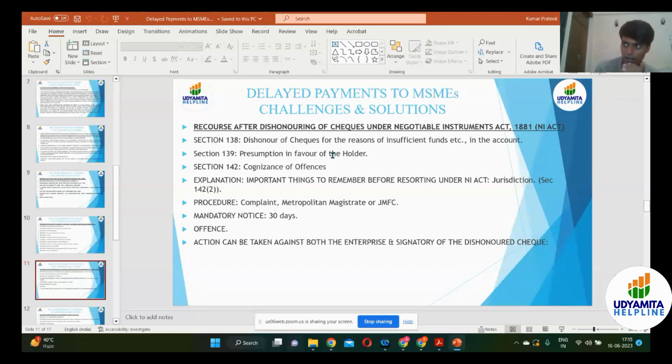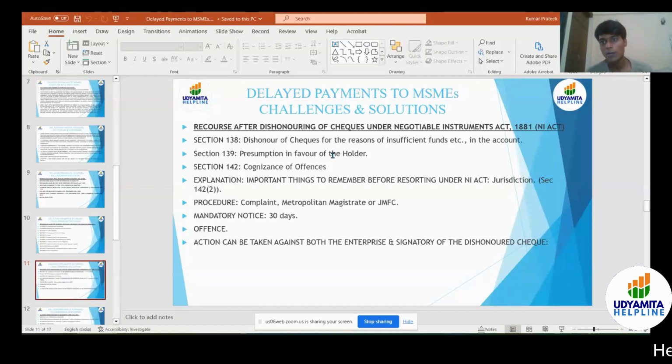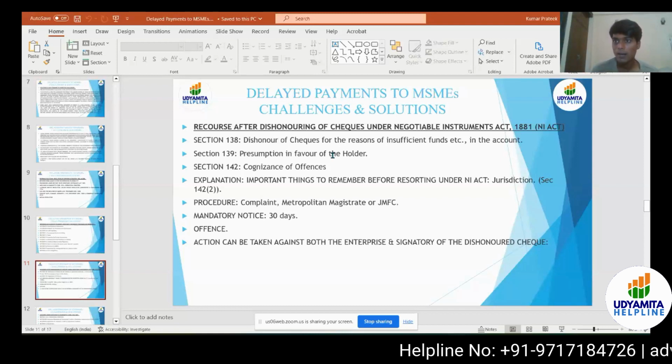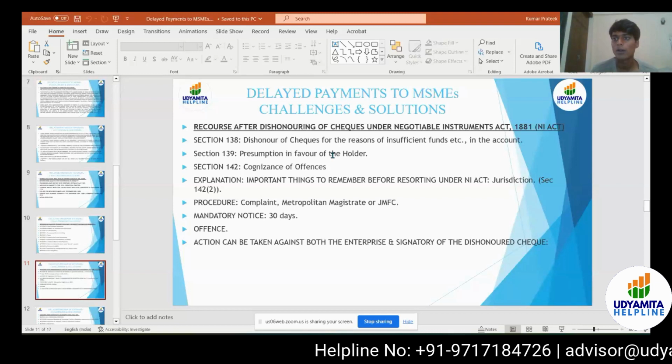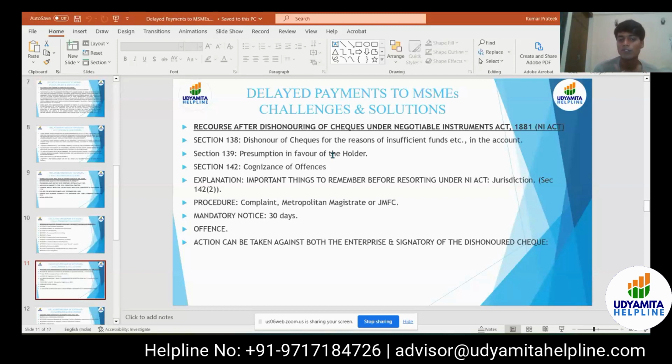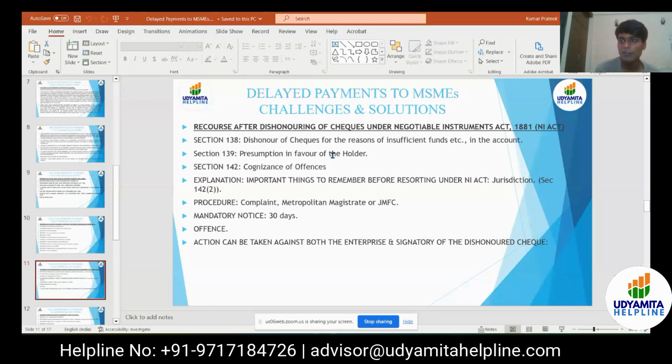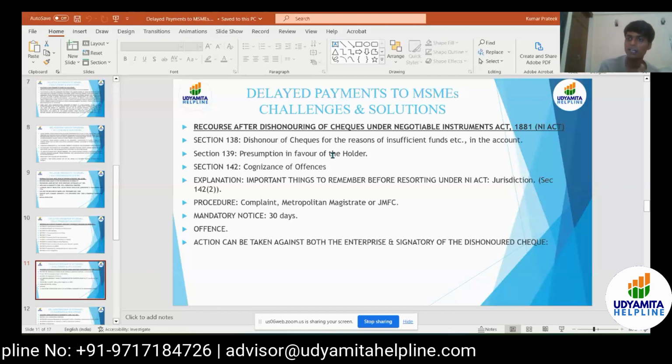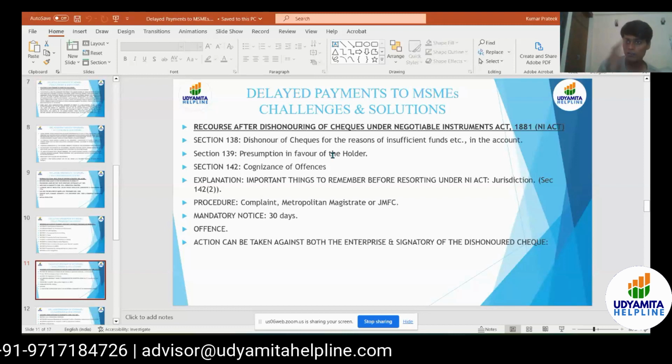And the action under this section can be taken against both the enterprise and the signatory of the dishonored check, right? So even the partner or director of the enterprise would be severally liable, or can together be liable with the enterprise. Now you can pick and choose against whom you can move. You can move against the enterprise, or against the director of that enterprise, or against both of them at the same time, right? So you can pick and choose, because the liability is not only upon the enterprise because of its separate legal entity, but it extends to the director also in his personal capacity.